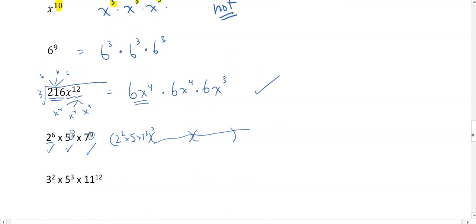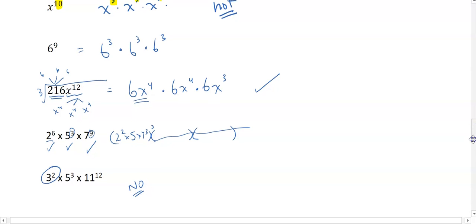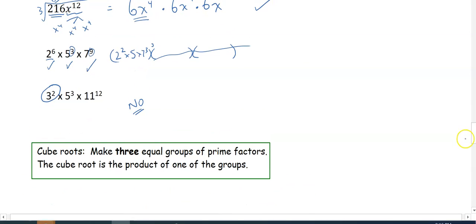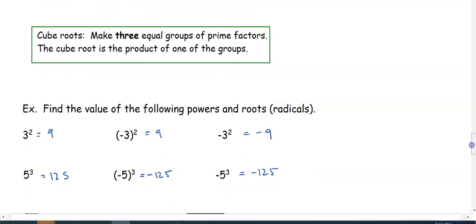Same thing here. I would say no, it is not, because I cannot make 3 equal groups with 2 3s. Okay, so this would be a no, not a perfect cube. So, perfect cubes, you make 3 equal groups. The cubed root is one of those groups.